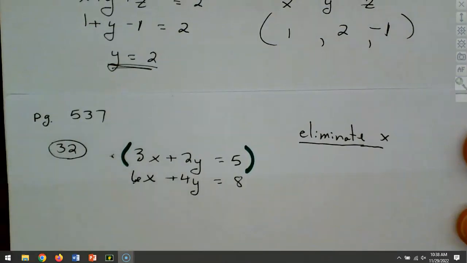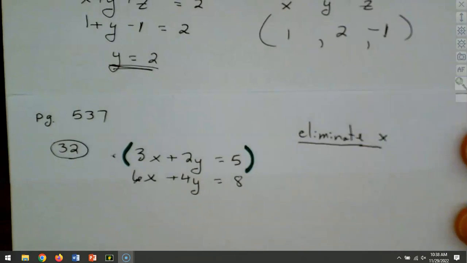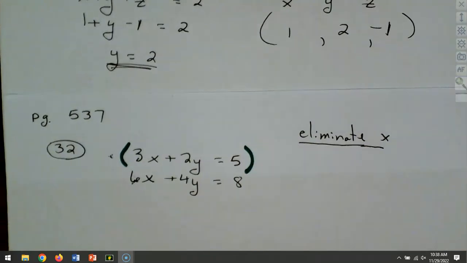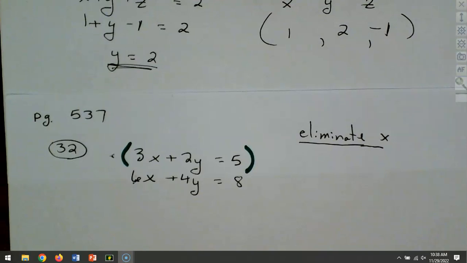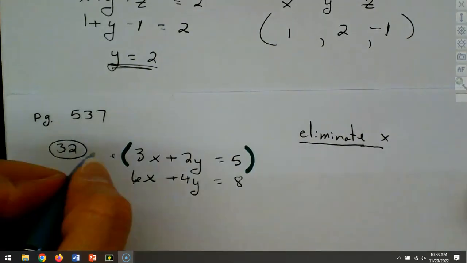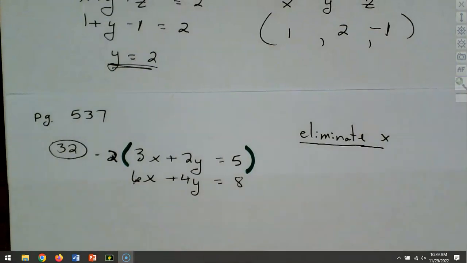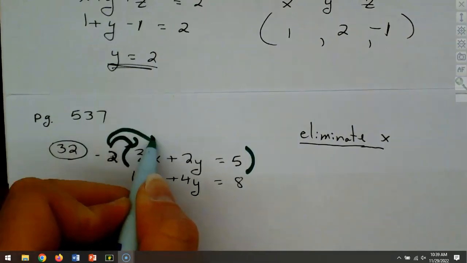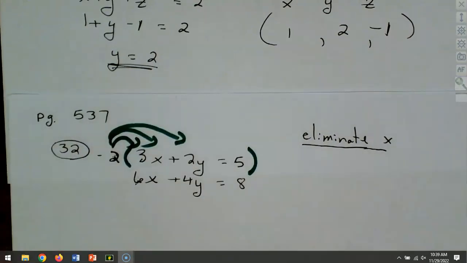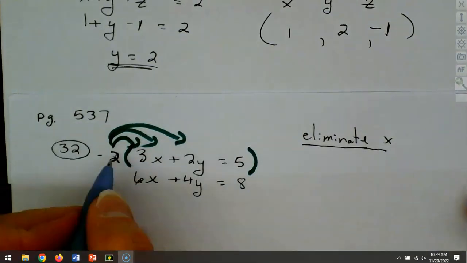3 times what makes it a 6? 3 times the 2, right? Now, do I want them to be the same signs? No. I want to make sure they are different. So we're going to multiply it by a negative 2. Why am I using a negative 2? That way we have a positive 6x and we have a negative 6x. That way they go away. So go ahead and multiply through.